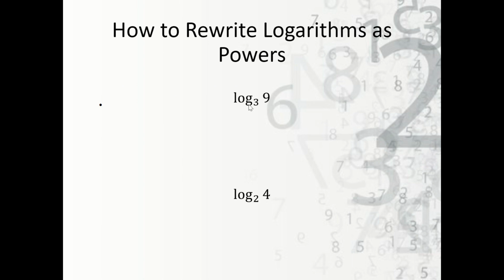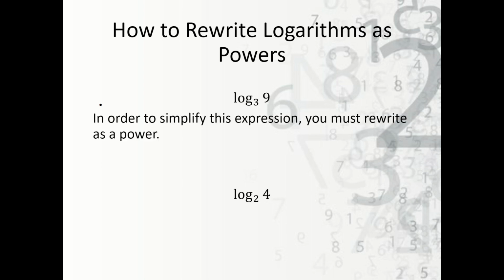So we have log base 3 of 9. That's the way we read this. In order to simplify this expression, we must rewrite it as a power. So really what this means is we're saying 3 to some power, which we don't know, is equal to 9. How many times do we multiply 3 by itself to get 9? Well, 3 times 3 is 9, so that's 3 times itself twice. So x is equal to 2.